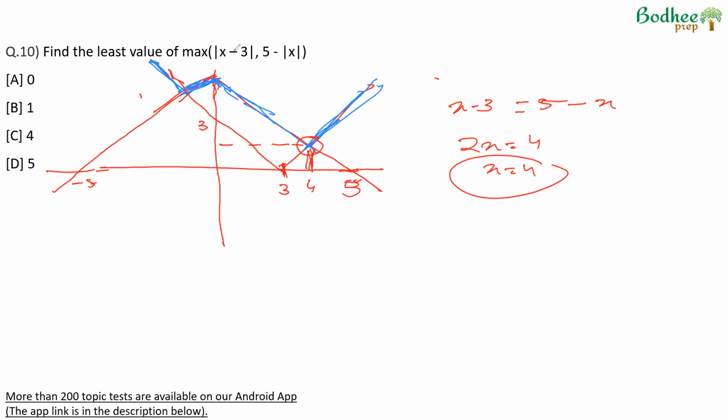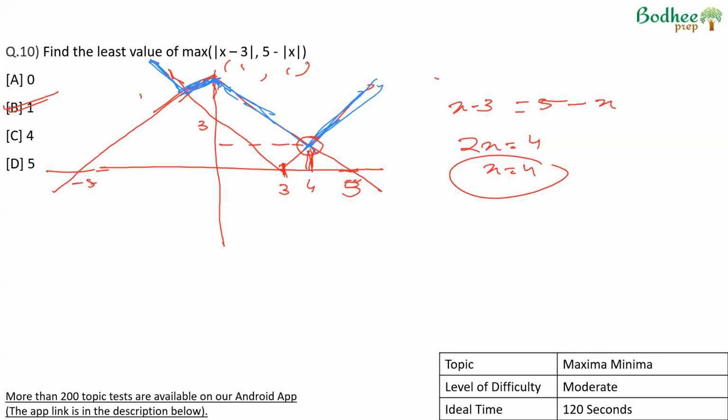What will be the value? Put the value 4 here. Mod of 4 minus 3 is 1, 5 minus 4 is also 1, and therefore the minimum value of the function will be 1, which becomes the answer. If I look at this question, I'd say easy to moderate, 1.5 to 2 minutes to solve.